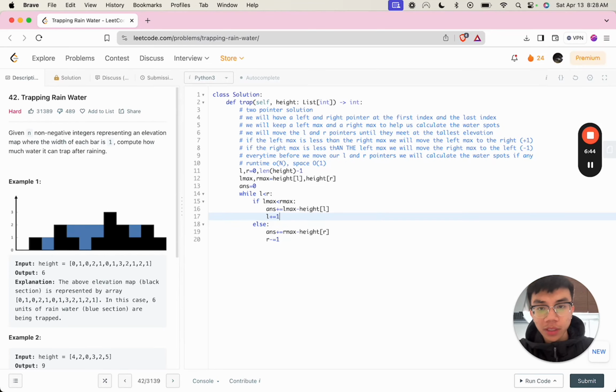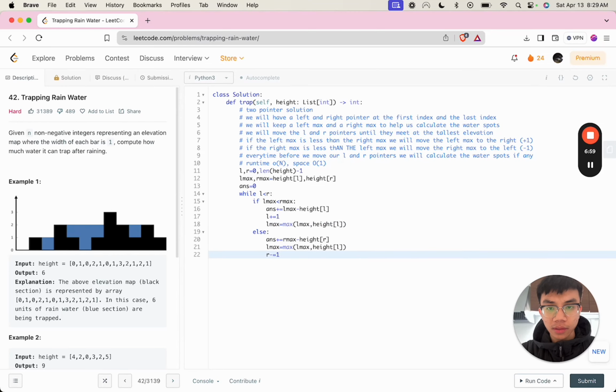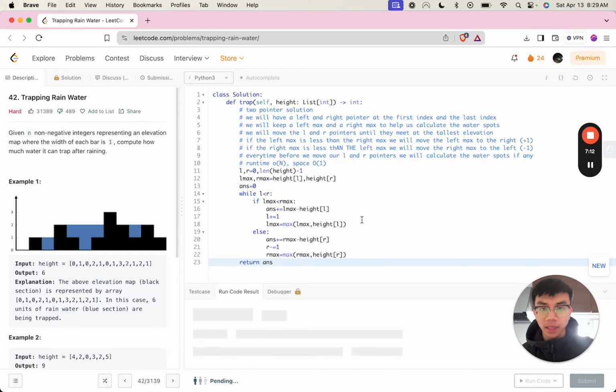Oh, and we also have to update our left max and our right max. So left max equals max of left max and the current height of left. So we're finding the max of our old left max and the current left height. Same here. And then at the end, we'll just return answer. That is the solution.